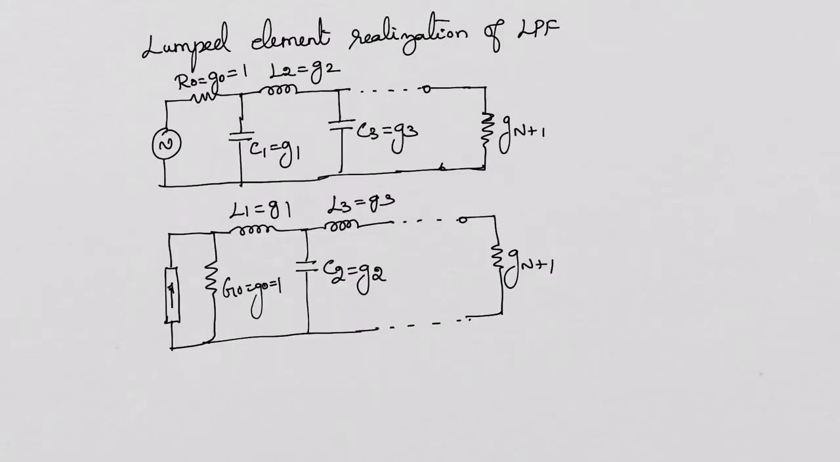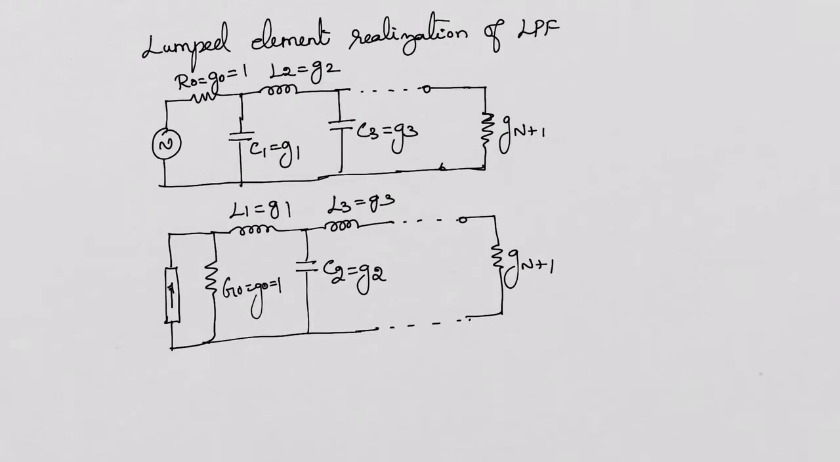So let us first look into the realization of the low pass filter with lumped elements, and then we'll see how these filters are designed at microwave frequencies. For that, let us draw the lumped element realization of the low pass filter, which consists of inductors and capacitors. Here I have drawn two configurations.